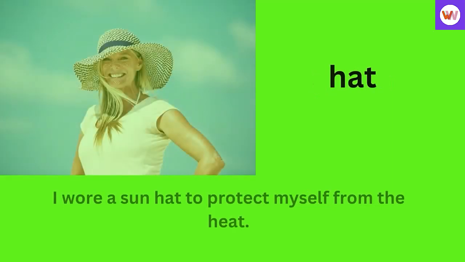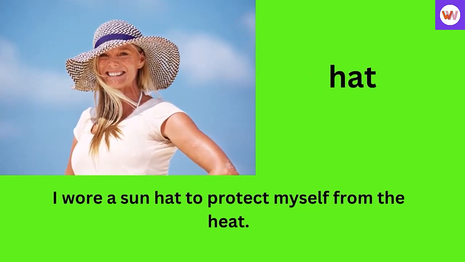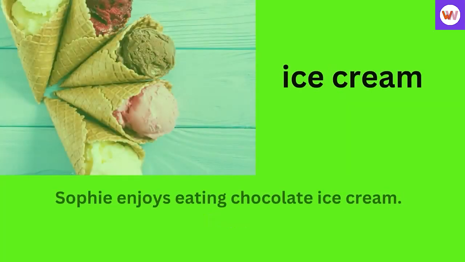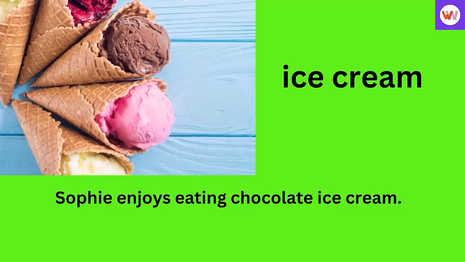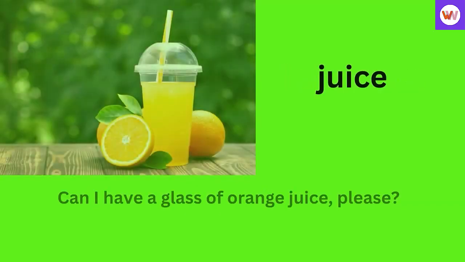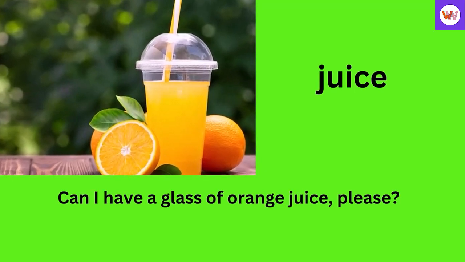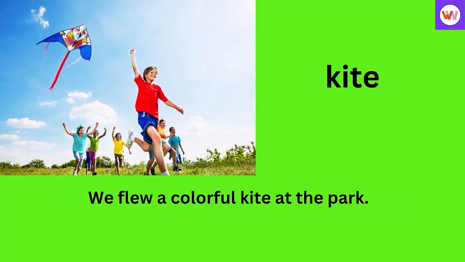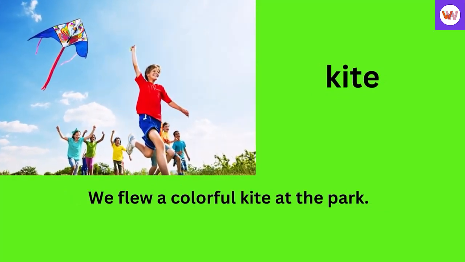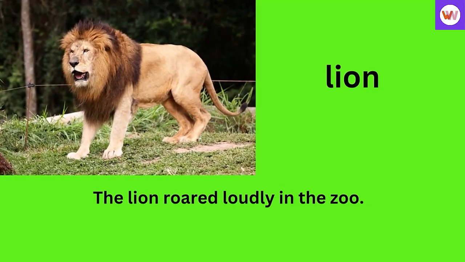Hat. I wore a sun hat to protect myself from the heat. Ice cream. Sophie enjoys eating chocolate ice cream. Juice. Can I have a glass of orange juice, please? Kite. We flew a colorful kite at the park. Lion. The lion roared loudly in the zoo.